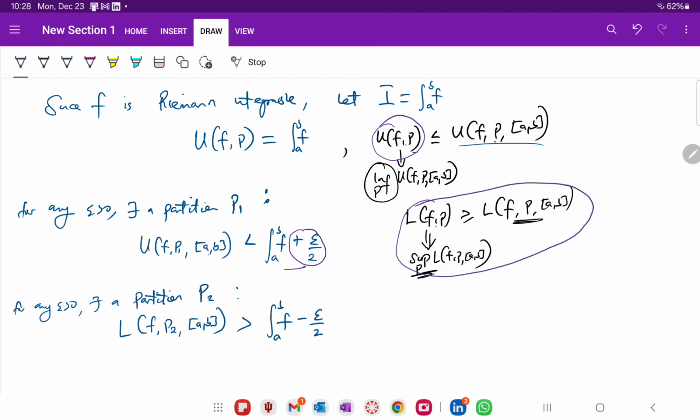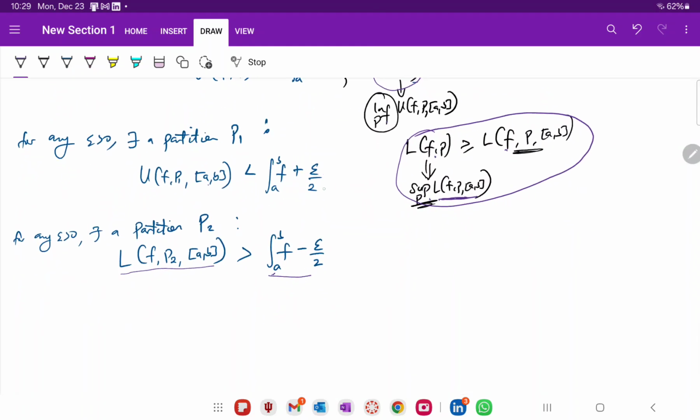that the lower Riemann integral is greater than or equal to the lower Riemann sum. Why? Because this is the supremum of the lower Riemann sum. So if we subtract sufficient epsilon over 2 from the Riemann integral, then our lower Riemann sum should be greater than this integral function. So please take note of that correction, and if there's any comment or any question, you can drop it in the comment section.